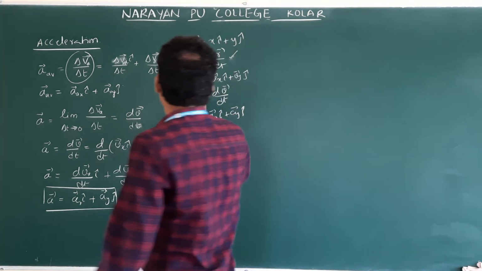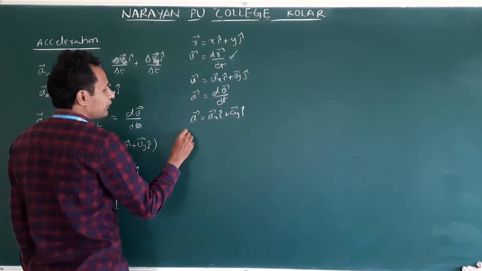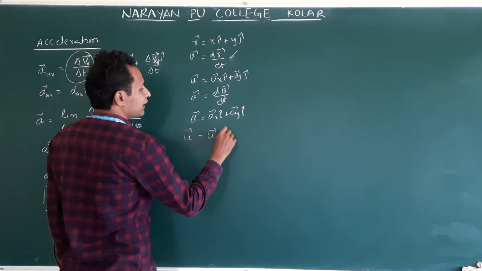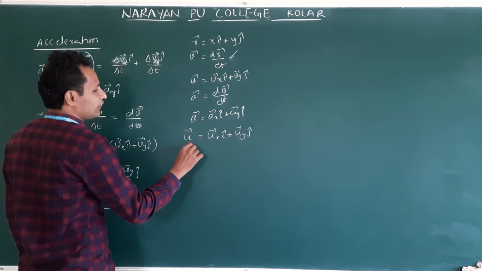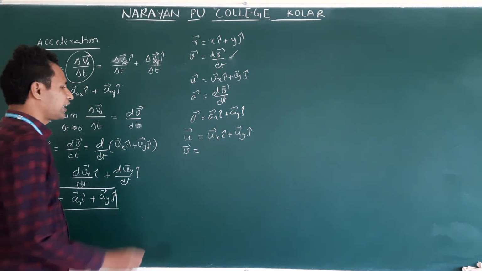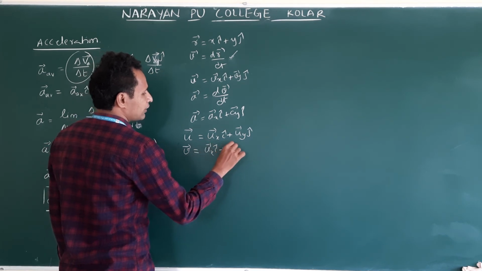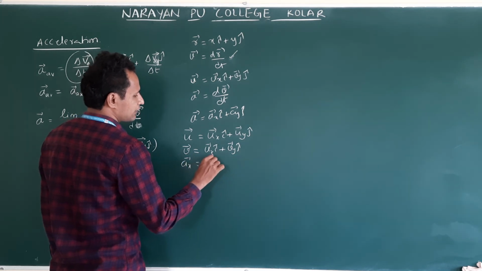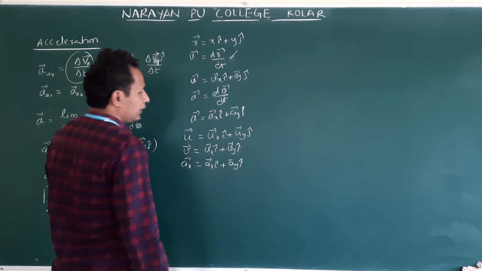Okay? Simply in general, u refers to what? Initial velocity. Initial velocity we can also write in two dimensions: initial velocity along x direction plus initial velocity along y direction, and this is final velocity. We term this as instantaneous velocity, right? So V is equal to Vx i cap plus Vy j cap, and A is equal to Ax i cap plus Ay j cap. Clear?